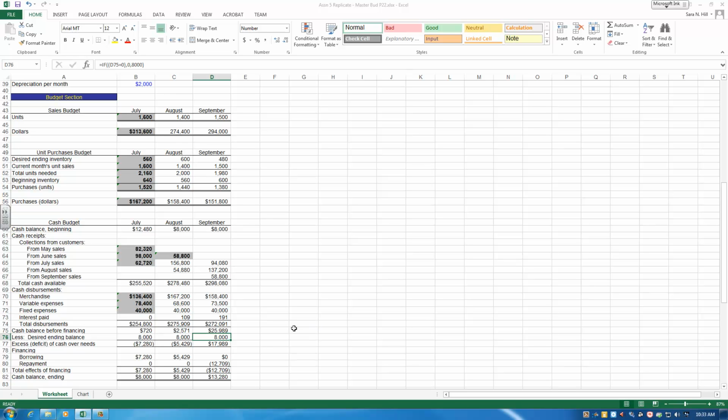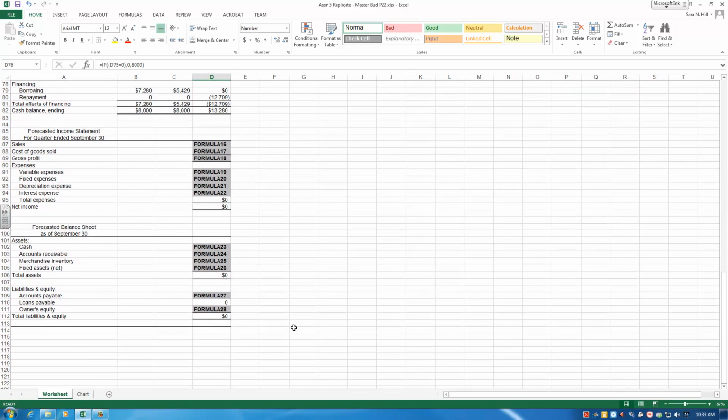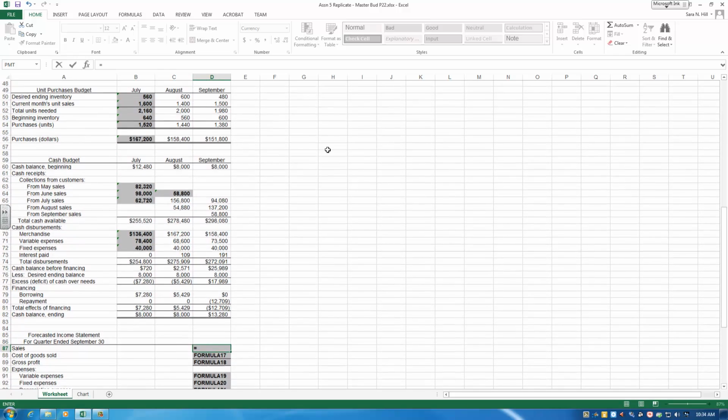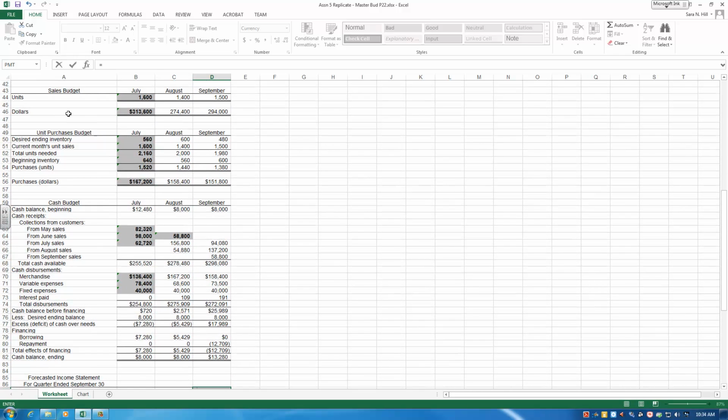So we'll begin first with our forecasted income statement. We've done a lot of the work above, so let's go ahead and start with sales. So for sales, we can simply sum all the sales dollars that we've calculated above here in row 46. So I'm going to go ahead and type in my sum. And I'm going to take, because we're doing for the quarter, July, August, and September.